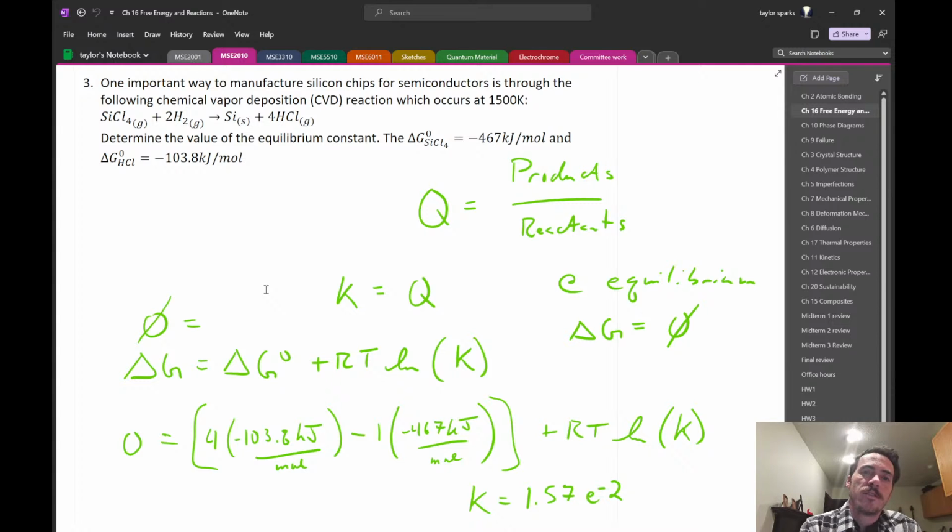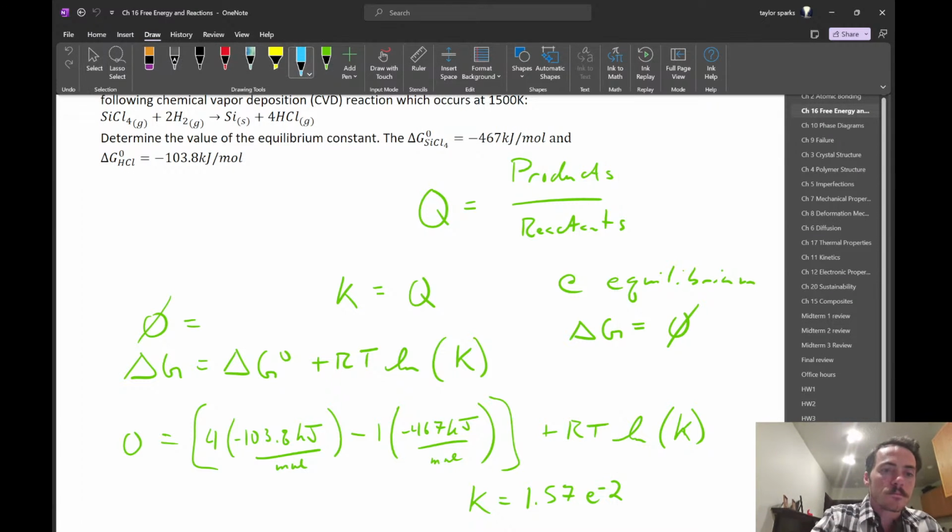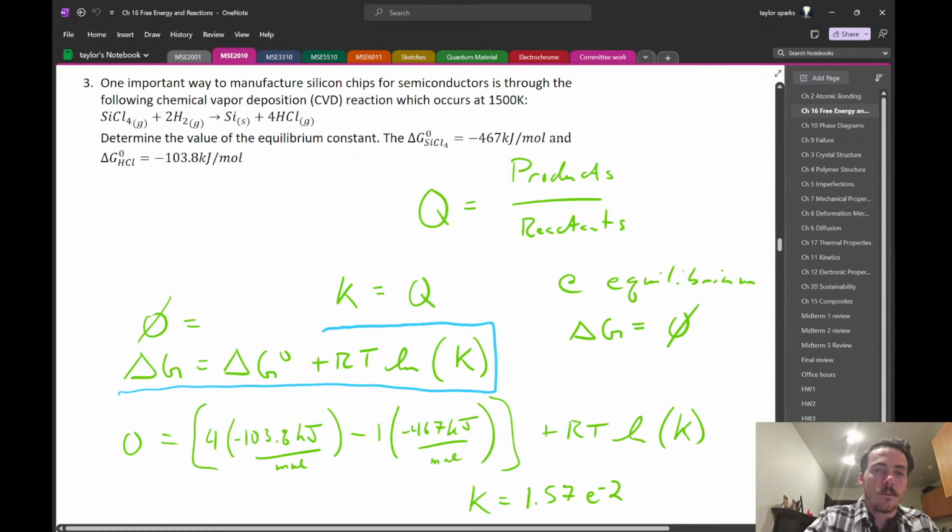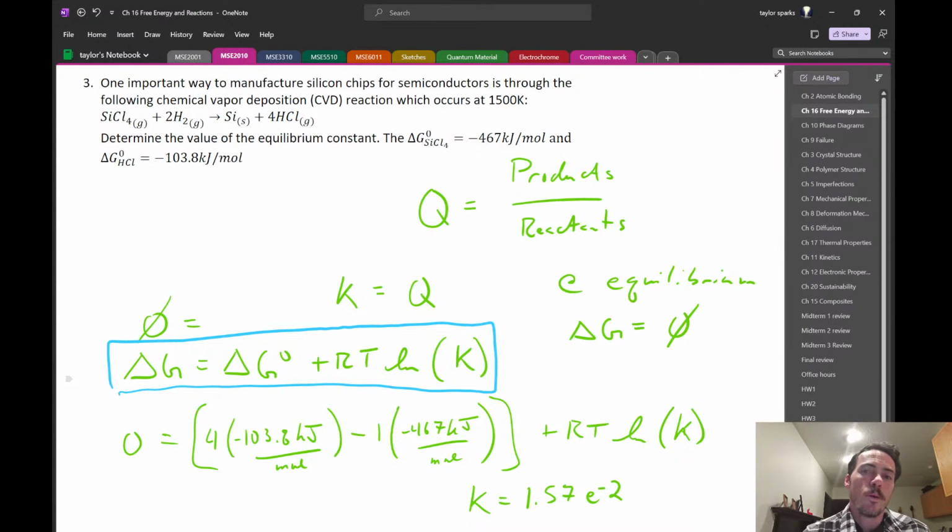And what you are given is that the delta G naught for silane is negative 467 kilojoules per mole. And the delta G naught for hydrochloric gas is also given. So whenever you're doing free energy, it's always a couple things. First off, one equation that you have to know is this one. This equation right here is the main one. Delta G equals delta G naught plus RT natural log of K, where delta G naught is your change in the Gibbs free energy under standard state conditions. That means room temperature and one activity, right, for all your components.